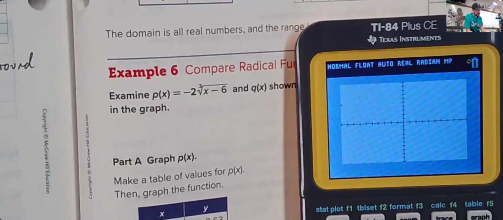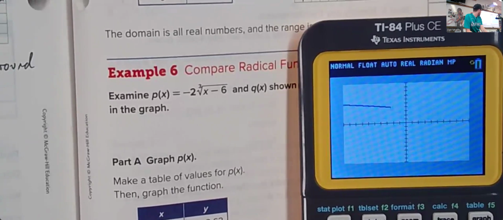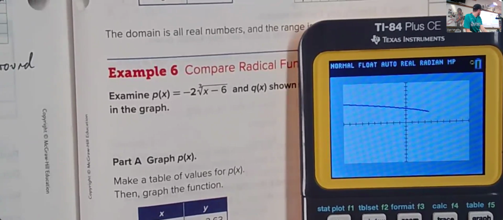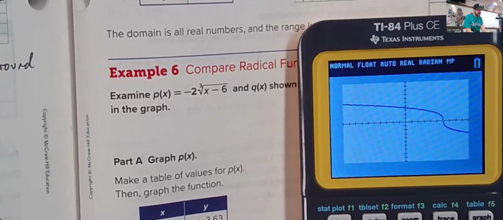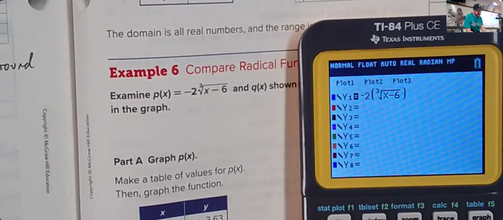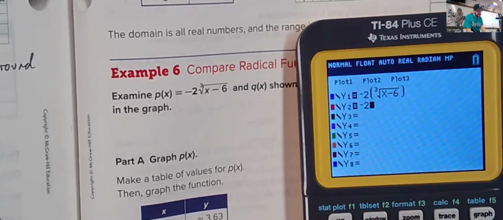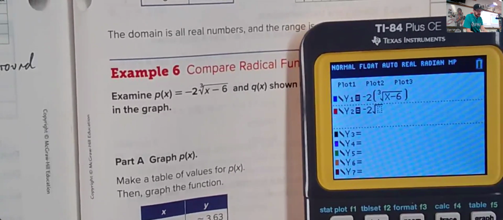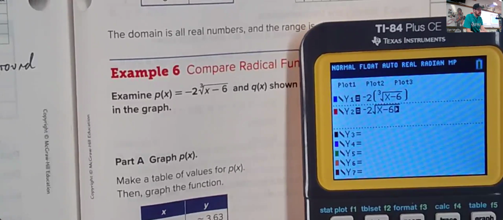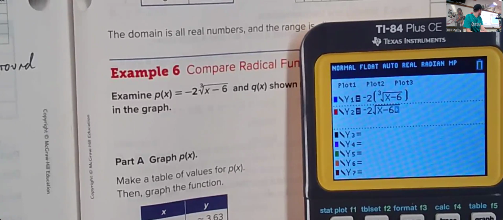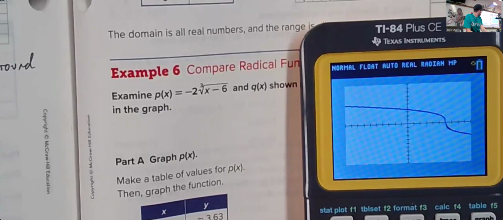Go to the graph real quick, and we should see that P of x graph that's on our paper, and sure enough, it looks great. It looks exactly like it should. Now, if you then go ahead and say -2 times the square root of x minus 6. Let's see if this one matches, but hey, not quite. So it's a little bit different.